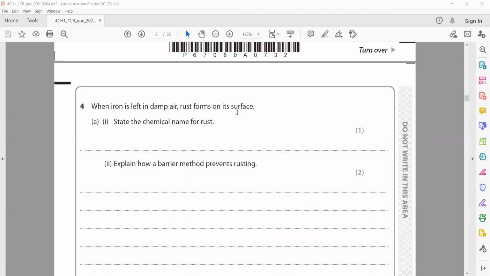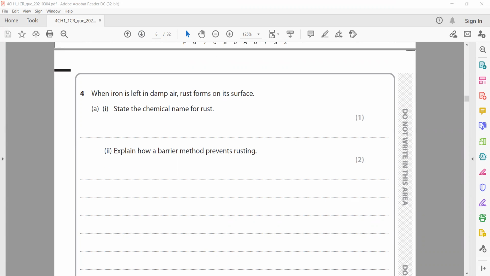When iron is left in damp air, rust forms on the surface. State a chemical name for the rust. Chemically, rust is known as hydrated iron(III) oxide.